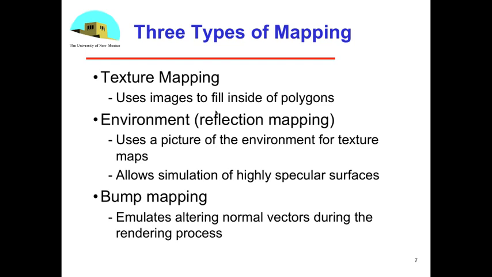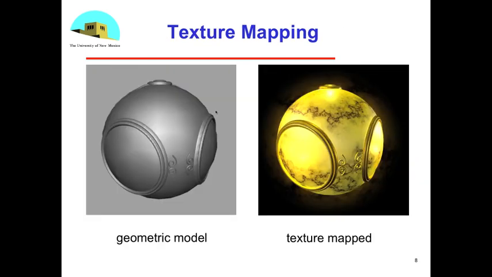So here's a few pictures of what we're talking about. Here's a simple geometric model, and up until now, this is about the best we could do. We could model it with a bunch of polygons, and we could shade it. You see the specular highlight here. There's some diffuse shading also going on there, but that's about the best we could do.